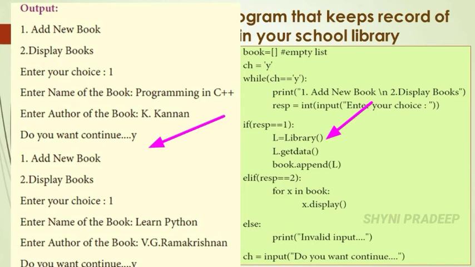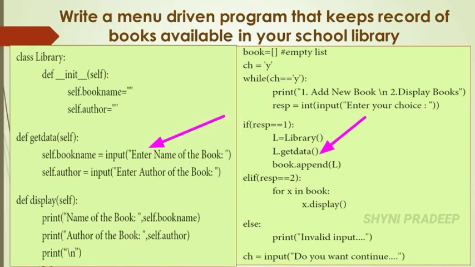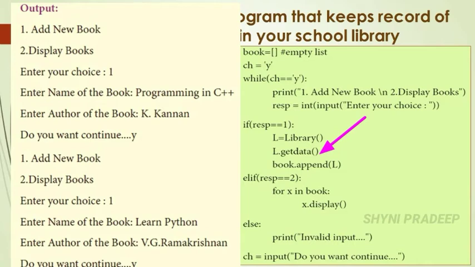Okay. And L dot get data. Get data function is used for what purpose? If you want to add a new book, you can use the get data function. To add a book in the library, you have to enter the name of the book and the author of the book. So now L dot get data means you are calling this get data function, which means you have to enter the name of the book and the author of the book. So you are entering the name of the book, programming in C++. You are entering the author of the book, Kannan.